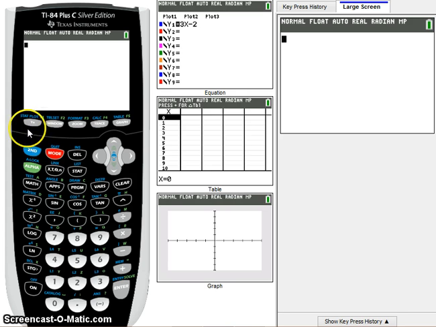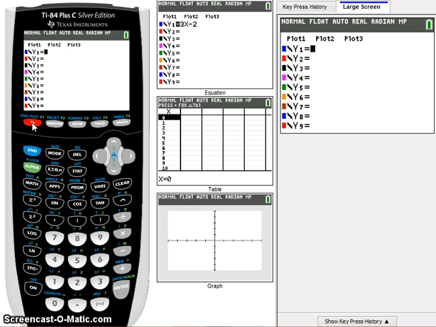So I'm going to go up here to Y equals. Now you can see that we have a number of opportunities to place equations here. We're only going to start with just one equation, and I'll make it very simple. Again, it's going to be y equals 3x, I go up here for x, minus 2. And I enter that. Then I go over here to the graph.